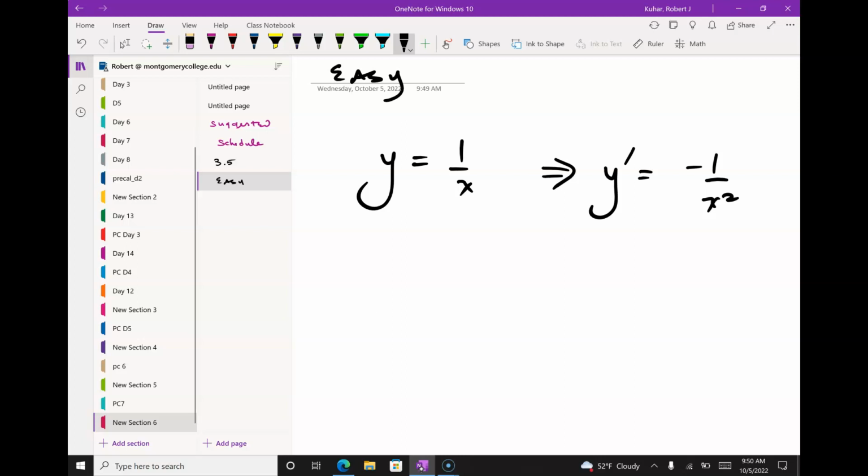All right, let's do this one explicitly, right? So this is explicit, and this will be implicit.